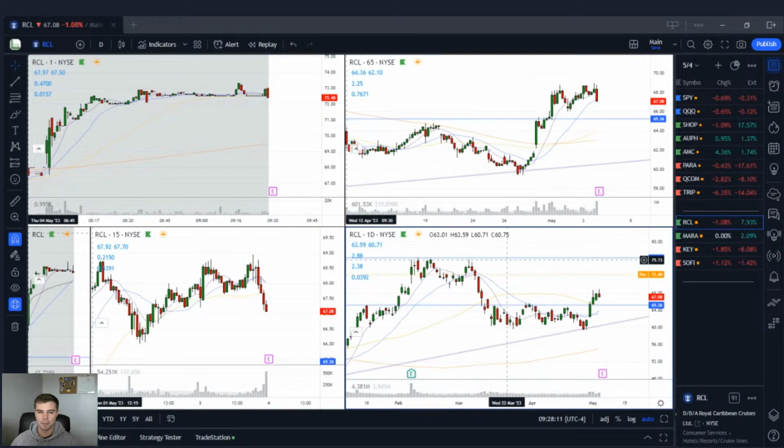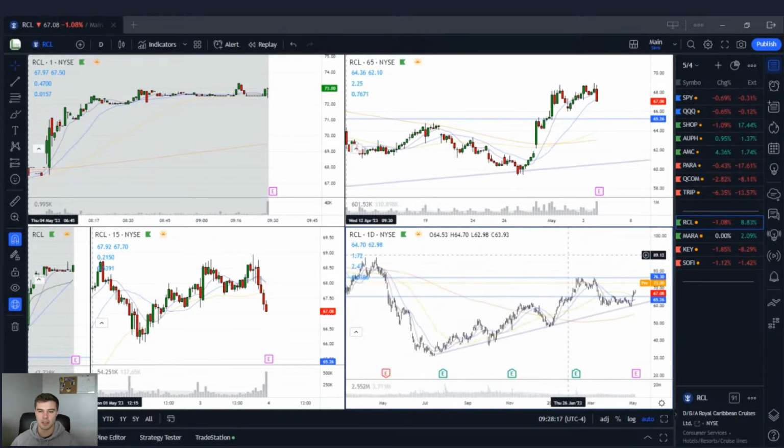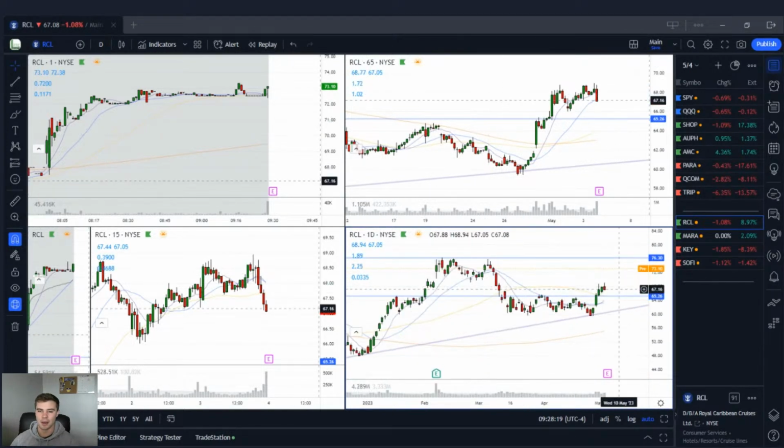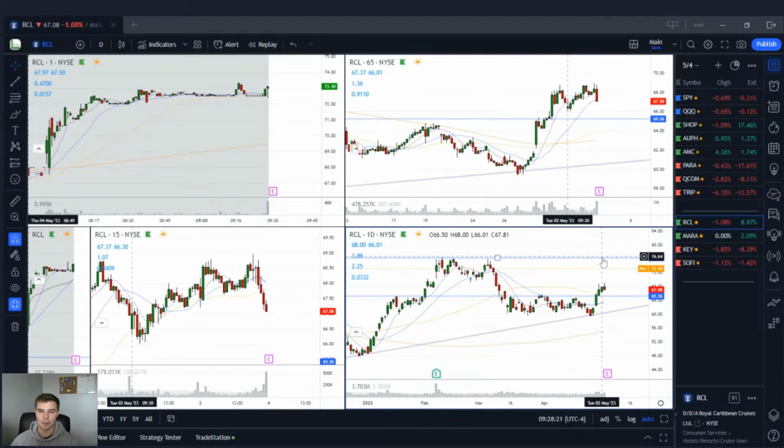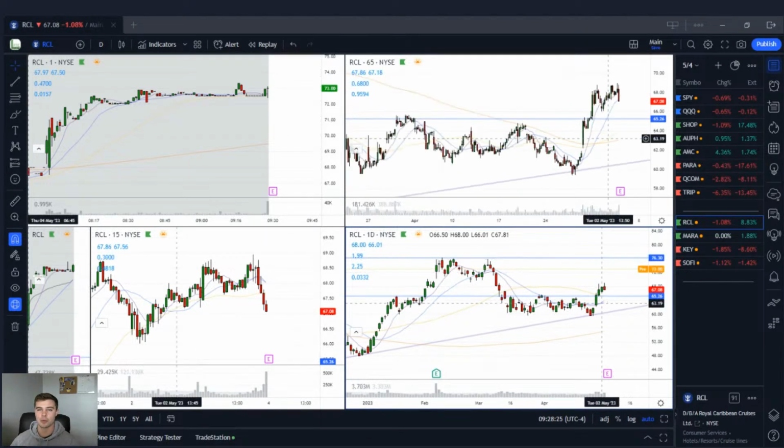Next up, we have RCL, Royal Caribbean Cruises. This one's gapping up. We have room to trade it up to this like $76 area. It's going to be a hard target up there. You can see this is where the double top is, getting a little bit extended up there. So yeah, 76 is going to be the hard target. Definitely have room to trade it up there though.